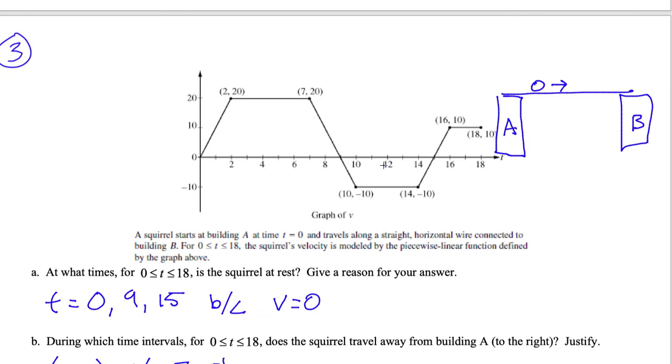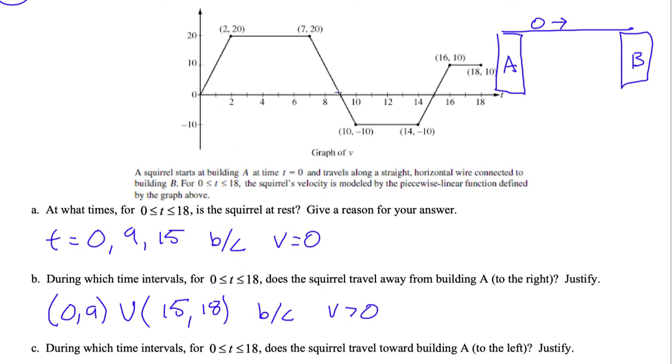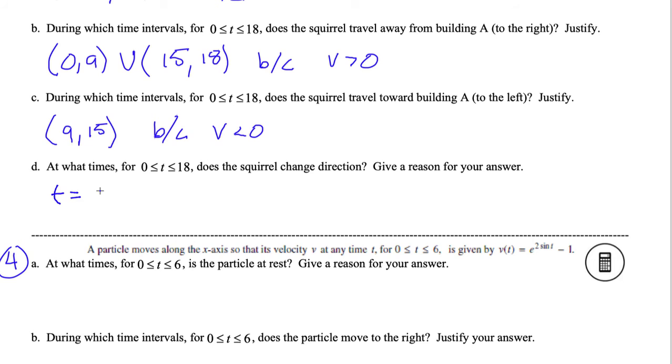And then vice versa for the next problem, left, between 9 and 15, because I have this interval down here. So between 9 and 15. Why? Because velocity is less than 0. And changing direction, it crosses through, not here, so that doesn't count, but it does cross through at 9 and 15 and nowhere else. So at t is equal to 9 and 15. Justification: because velocity sign change.